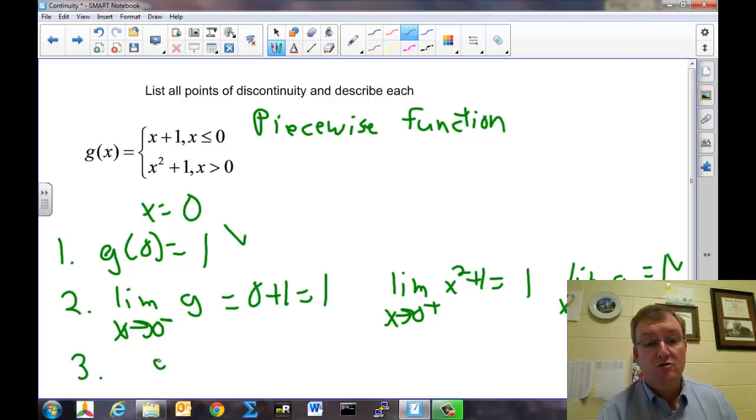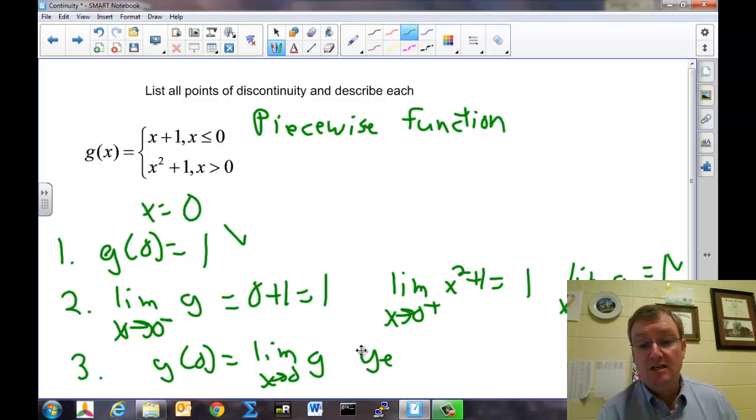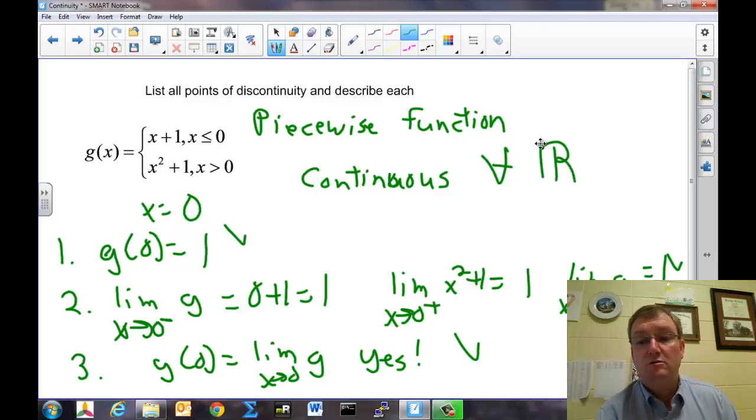Is the function value, g of 0, equal to the limit as x approaches 0 of g? The answer is yes, it is. Therefore, the function is continuous at x equals 0. So we've got a continuous function here at all points. And again, we only need to look at 0 because the function is defined at other places, they don't have any fractions, so we don't have anything to worry about. So this piecewise function is continuous. We could write this down as continuous for all reals.